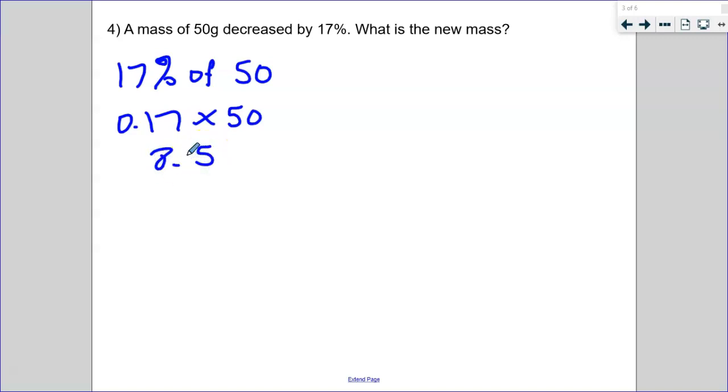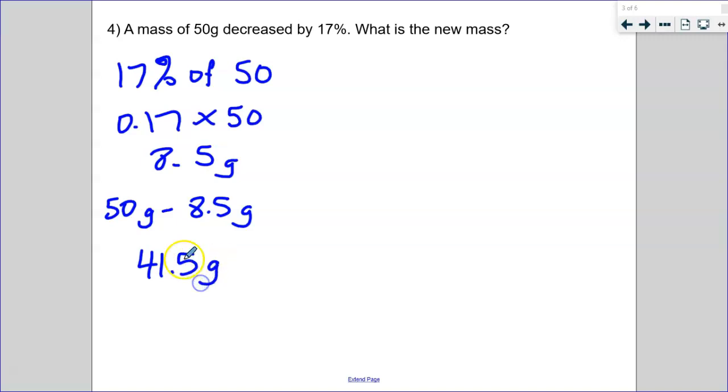8.5. All right, now we've got to go back to the original question. These are grams. And we're going to take 50 grams minus 8.5 grams, and that will give us a total of 41.5 grams. So the answer to our question is the new mass is 41.5 grams.